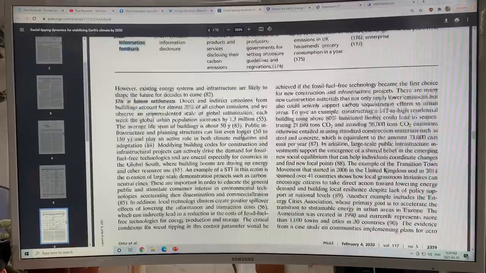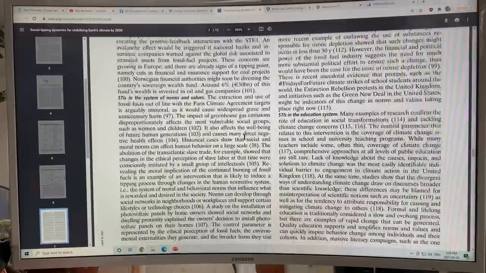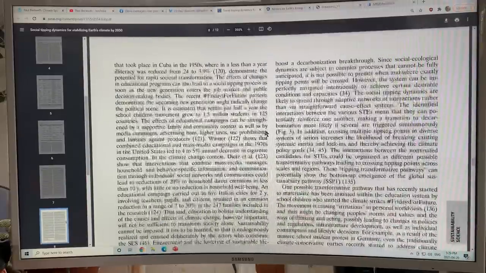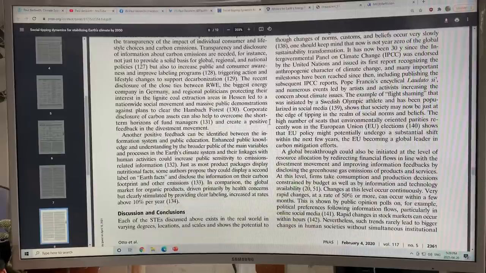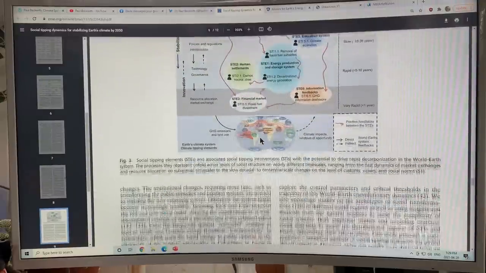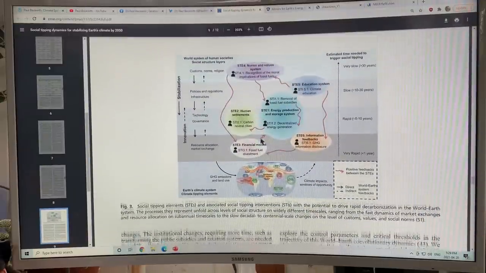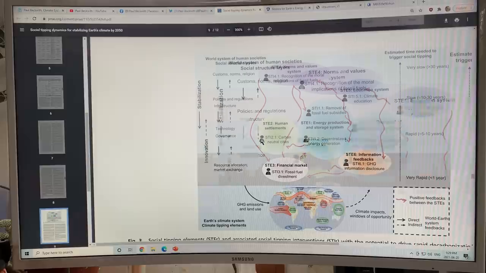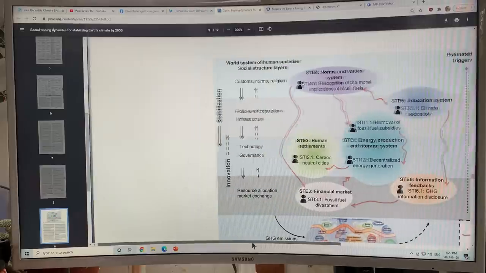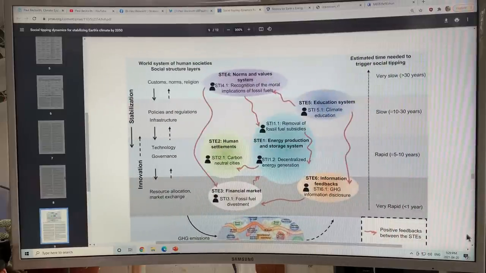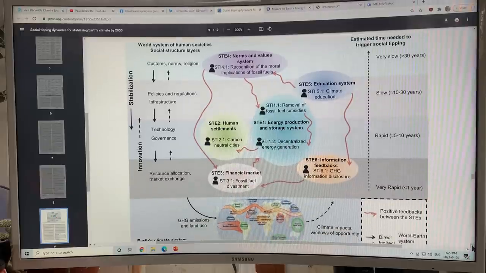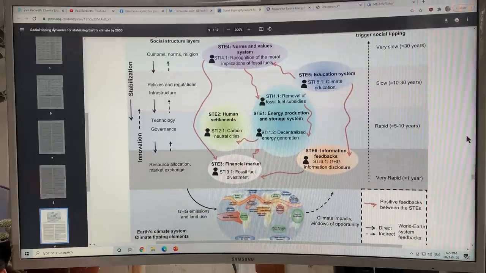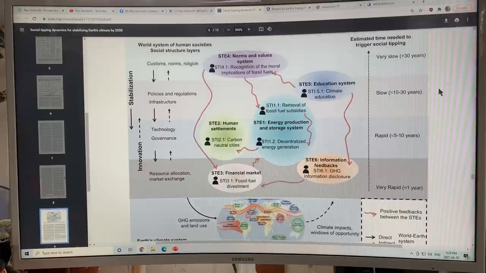Okay, so this is a good example, and then there's a lot of details about the individual elements and the individual inventions that are required, but this is kind of the key plot, if you like. And I'm going to just see if I can expand it again, bring it over here. Okay, so this is the key image. So we've got the Earth climate system here.